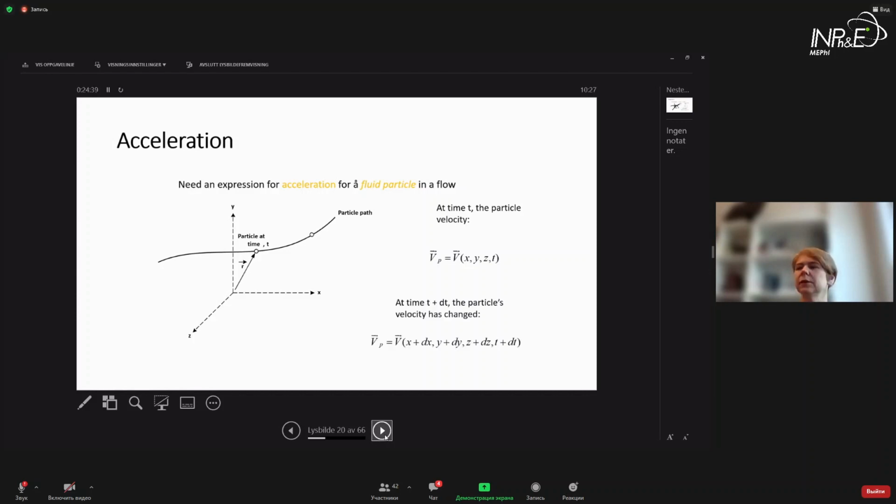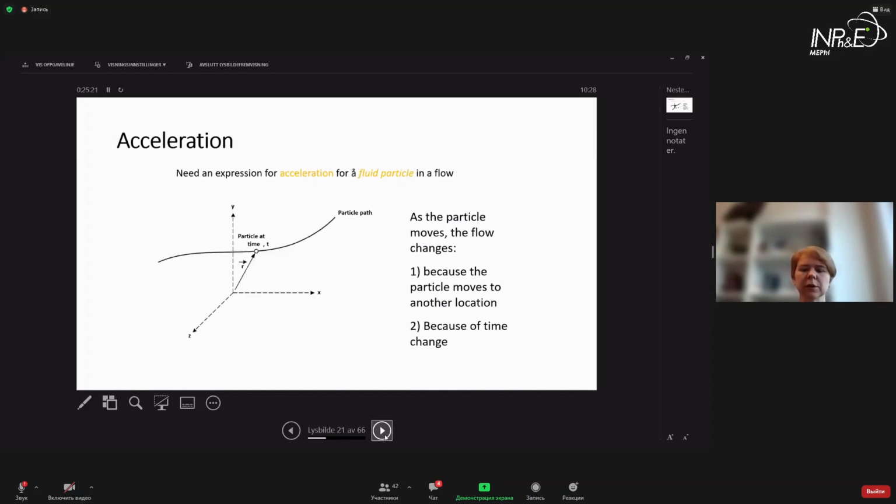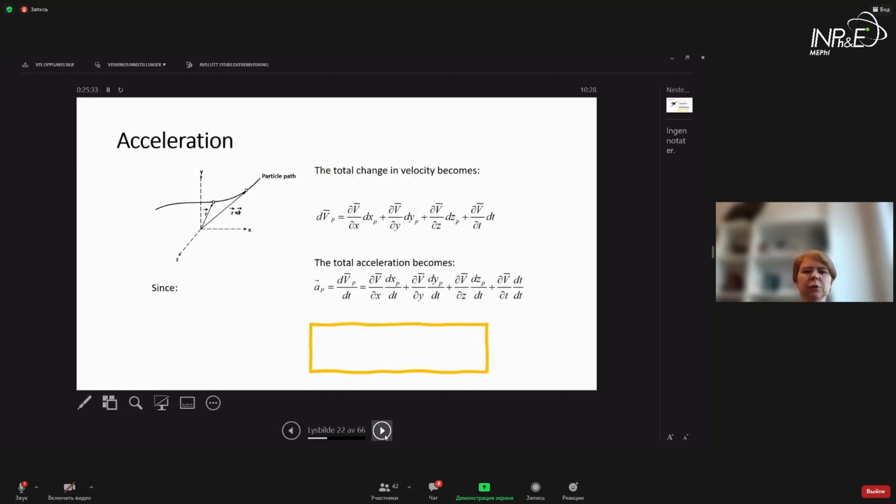But of course, an instant later, time has changed by delta t, a little infinitesimal change. And what happened is that the velocity has changed. How did it change? Well, it depends on x, y, and z. So the positions have changed, but also the time has changed. So we have four contributions to the change in velocity, both from time and position. That's what makes it more cumbersome. We will get lots of contributions and long expressions. So as the particle moves, the flow changes because of location and because of time change. These two factors we have to remember, and we need to express them.